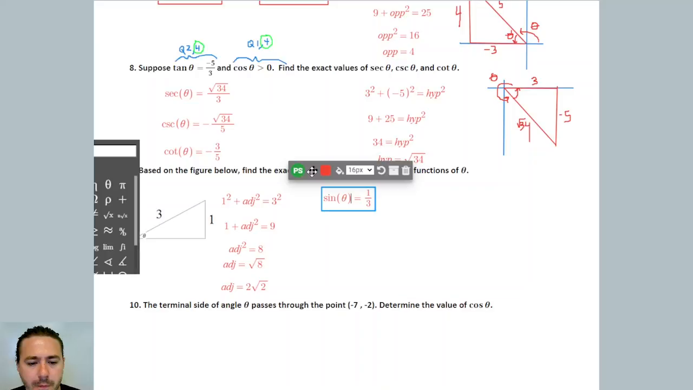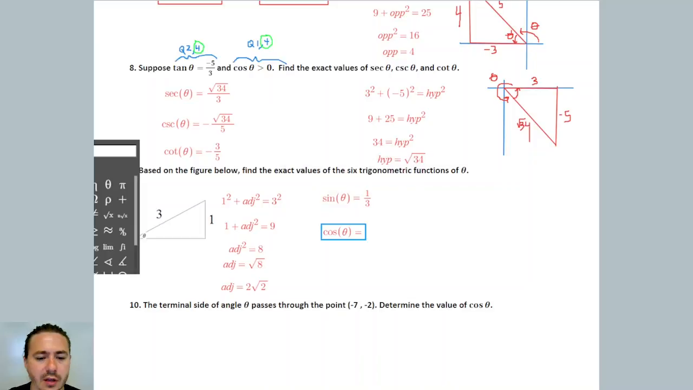Cosine of theta is adjacent over hypotenuse, so that would be the 2 root 2. Actually, that might be worth copying, so I don't have to type that in over and over again. 2 root 2 over 3. Now, if you just leave that as root 8 over 3, I'm totally fine with that.